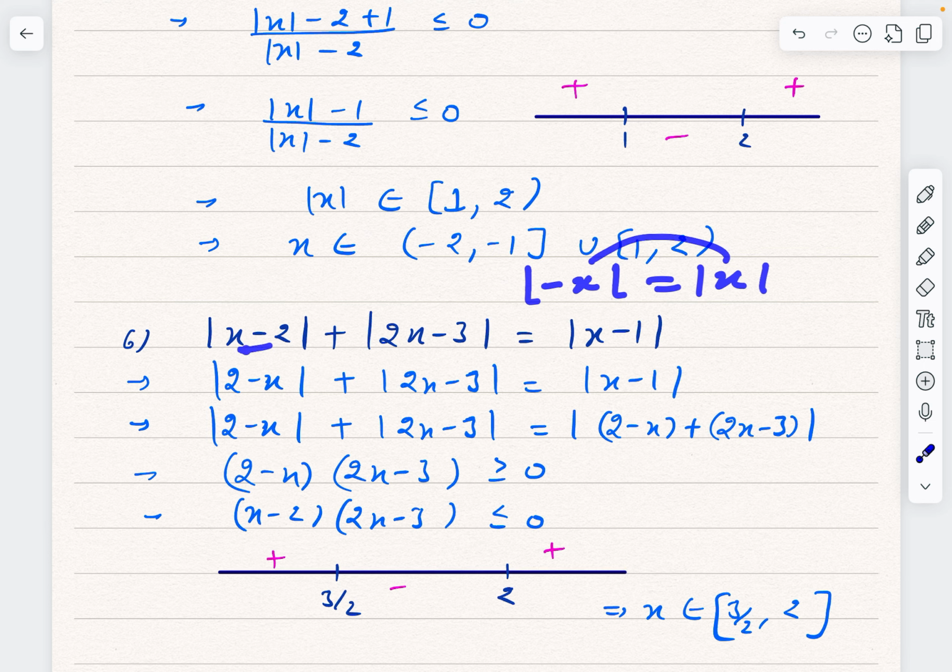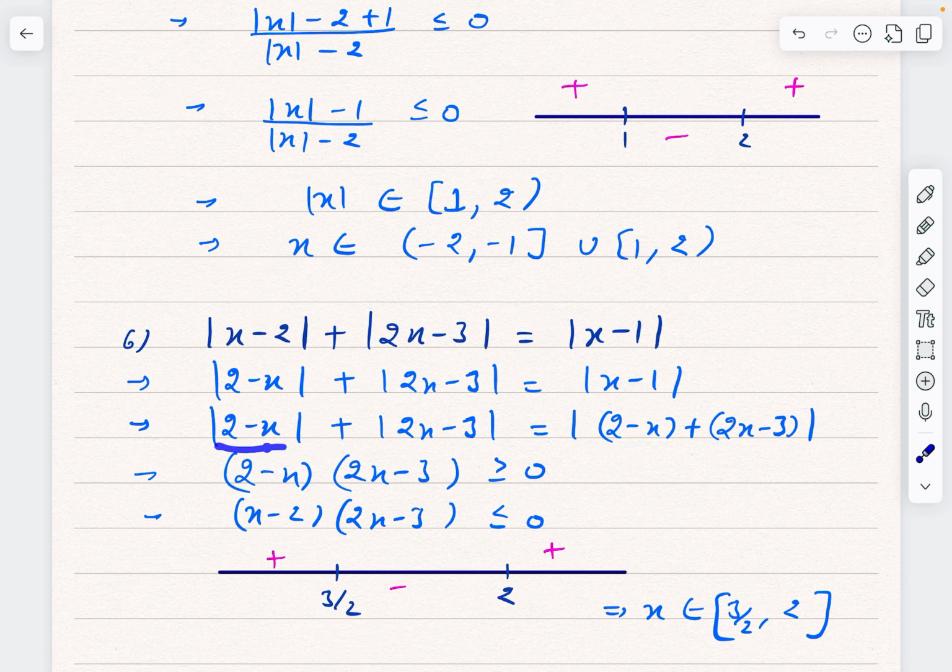So if I write it as 2 minus x, the mod will still be the same. Now |2 minus x| plus |2x minus 3| is equal to |x minus 1|. Now why are we writing this? In the next step you will see we can write x minus 1 as this plus this. 2 minus x plus 2x minus 3 is x minus 1.